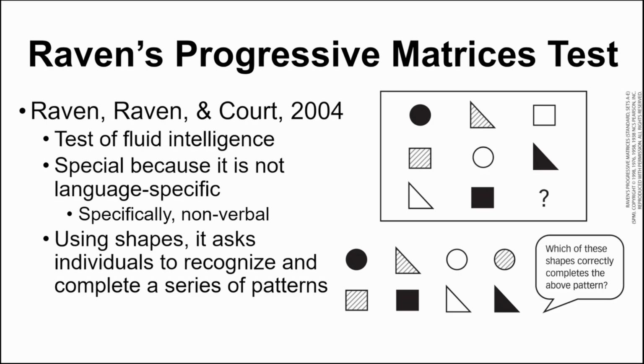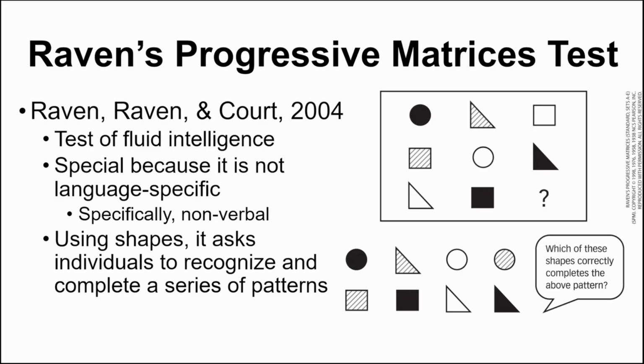So this is a test that's special for a couple of different reasons. It is a test of fluid intelligence because it's getting us to look at combinations of shapes and colors, or here black versus striped versus white, and you're trying to recognize patterns. And there's all sorts of different types of patterns that you could be faced with. So we're looking at how do you respond to novel patterns? Can you learn what the pattern is to correctly fill in that blank?